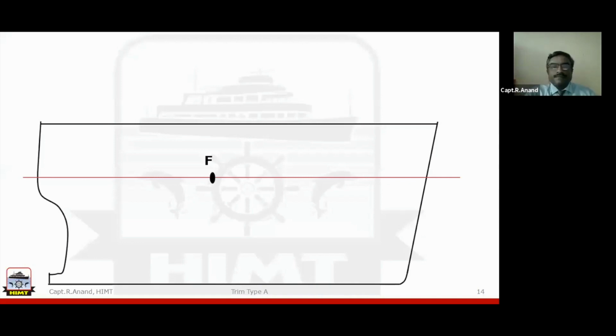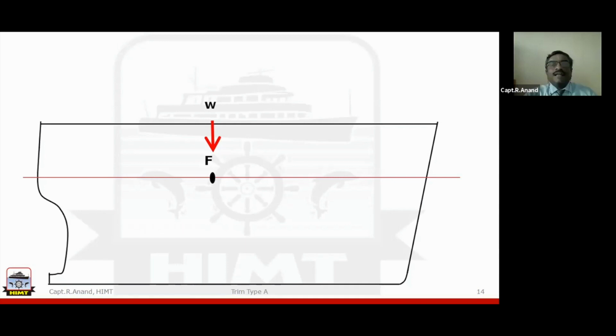Ship floating at an even keel draft in the present condition. I am going to load a weight W right at this point called center of flotation, which is the fulcrum about which the ship will trim. Will there be any change in draft? Yes, sir. Will there be any change in trim? No, sir. No trim change. Good. Because we are loading this weight right on top of the fulcrum. So it's not going to cause any trim change.